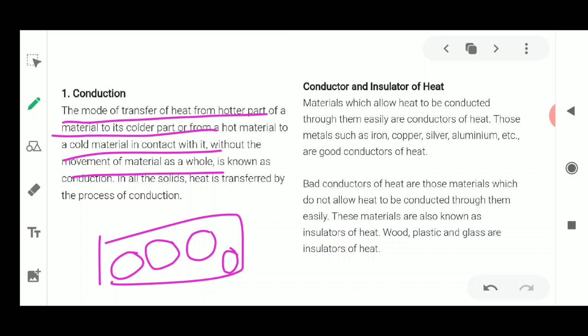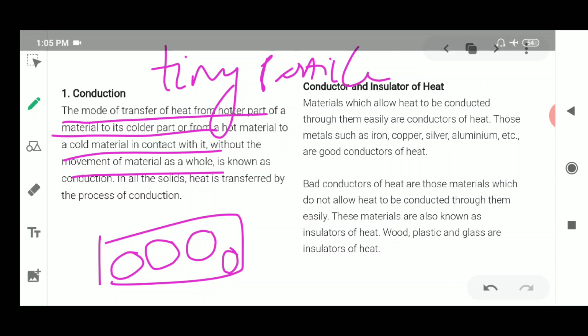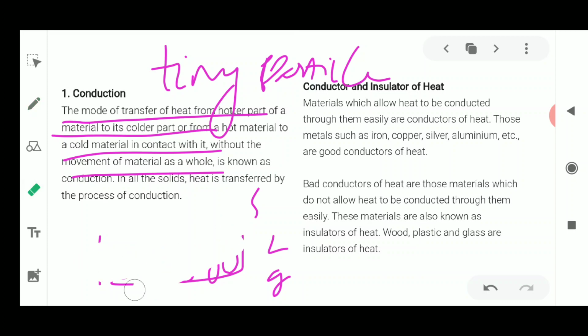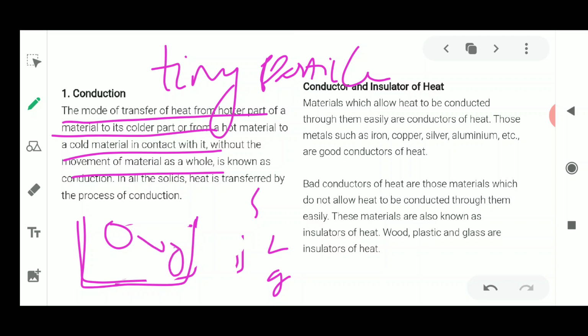Fine. So conduction takes place only in solids. Why it takes place in solids, I'll let you know. Before that, I would like to tell you that all these states of matter are made up of very tiny particles. These particles are present in solids, in liquids, and in the gaseous state too, but the way the particles are present is different. In solids, these particles are very closely, very tightly packed. There is no place for movement. In water, the molecules are a little bit far away from each other, so there is space for movement. In the gaseous state, the molecules are very far away from each other, so there is lots of space for movement.